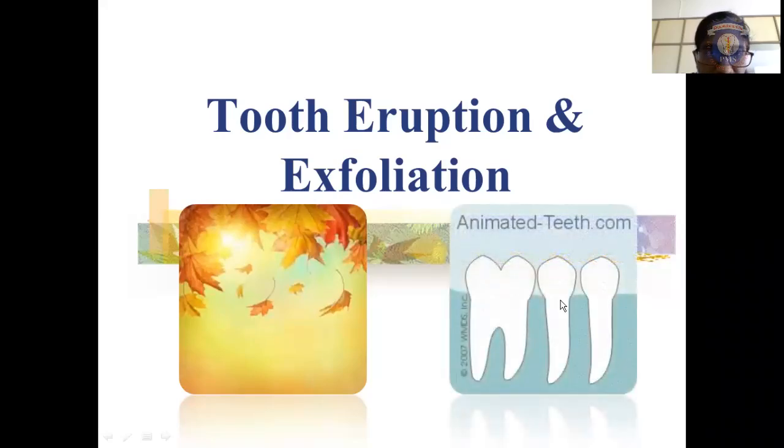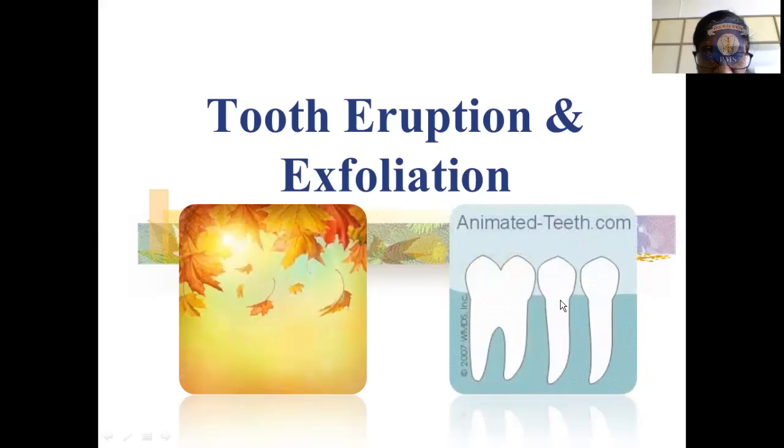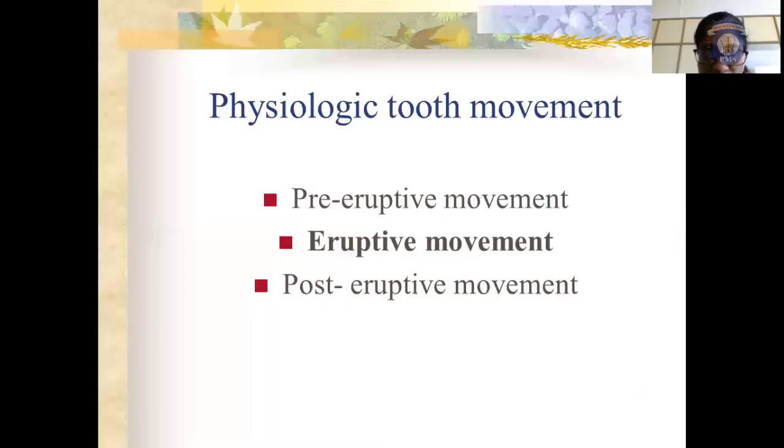Tooth eruption and exfoliation. The term exfoliation also refers to the shedding of leaves in autumn, and the same term is also used with reference to the shedding of deciduous teeth and their replacement by the permanent teeth.